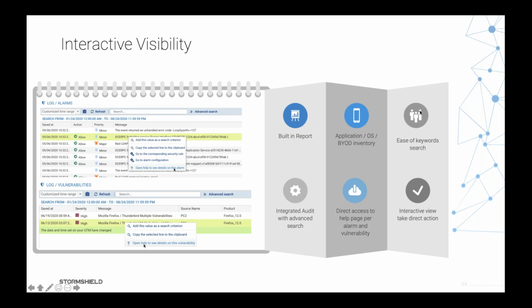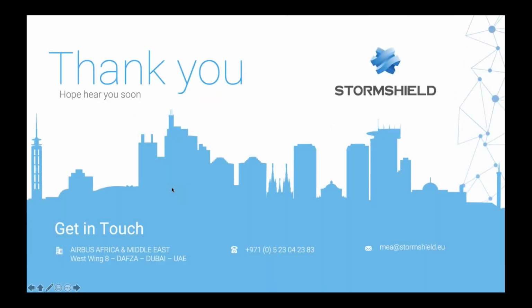In fact, you can easily search on keywords, and you have a very nice interactive view, which means you can take actions directly from the report. You can modify an action from allow to block without the need to go to the configuration and modify it, or you can jump directly to the configuration to modify it. And that's all.